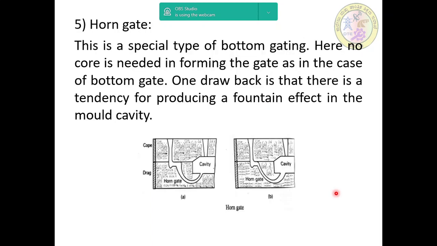And the last one is horn gate. Here, this is as shown in the sketch. This is a vertical type of bottom gating. Here no core is needed in forming the gate, as in the case of bottom gate. One drawback is that there is a tendency of producing a fountain effect in the mold cavity.